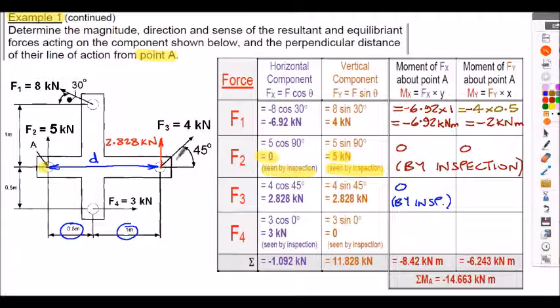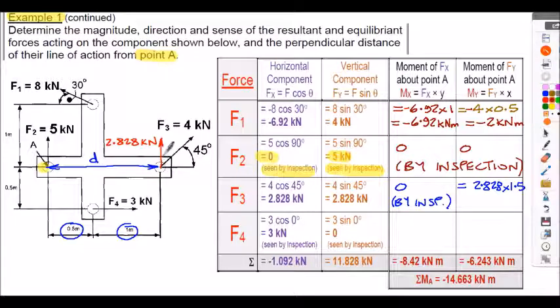So about A, for the vertical component, we will have 2.828 multiplied by 1.5, again a force multiplied by a distance. We need to consider, is that a clockwise or anti-clockwise moment about point A?